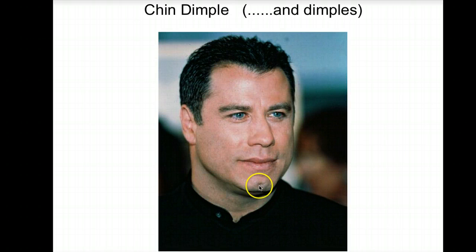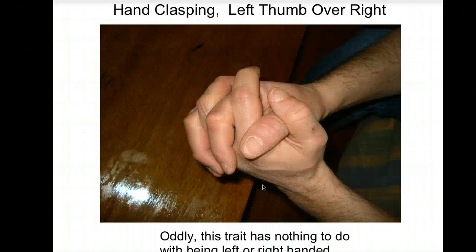Also, chin dimples or a cleft chin. If you look at this picture of John Travolta again, he has a chin dimple, or what we call a cleft chin. And that's another genetic trait that's passed on from parent to offspring. This is an interesting one.